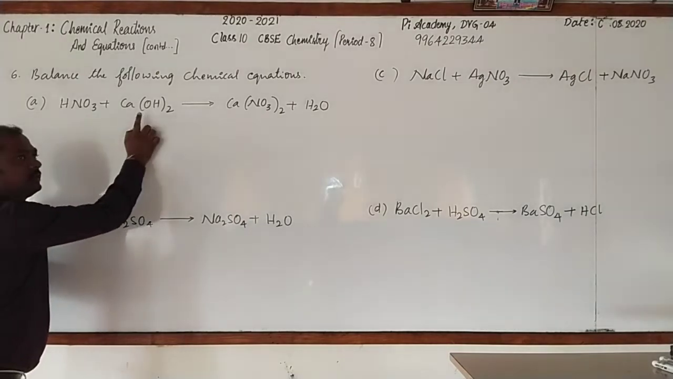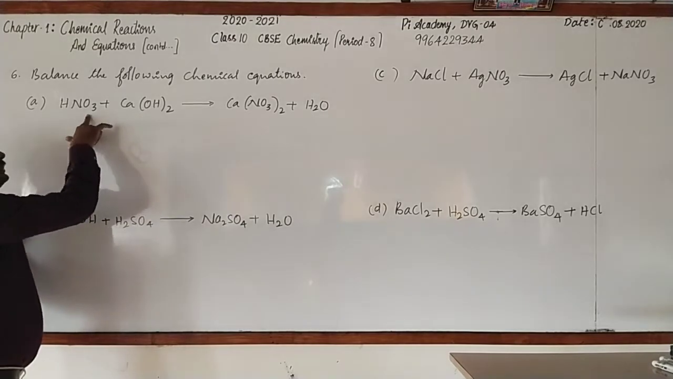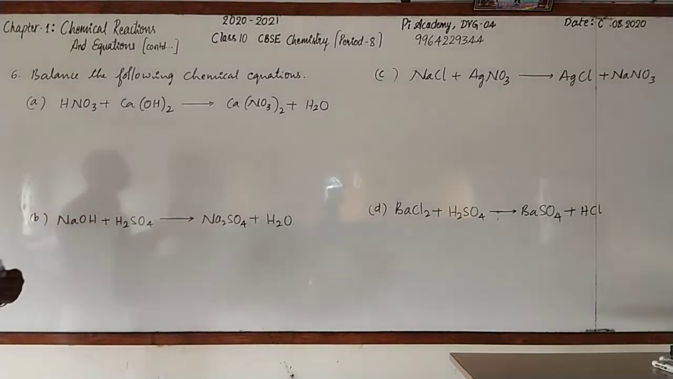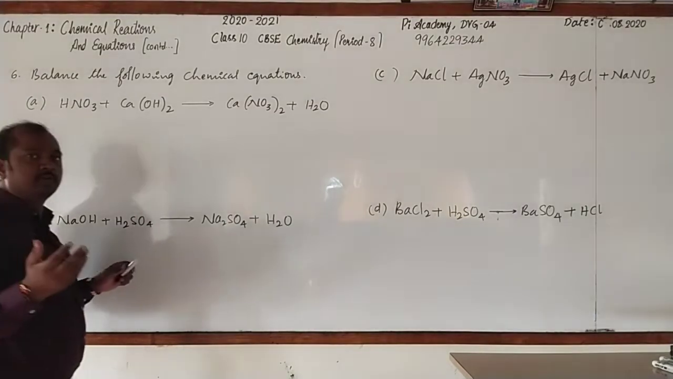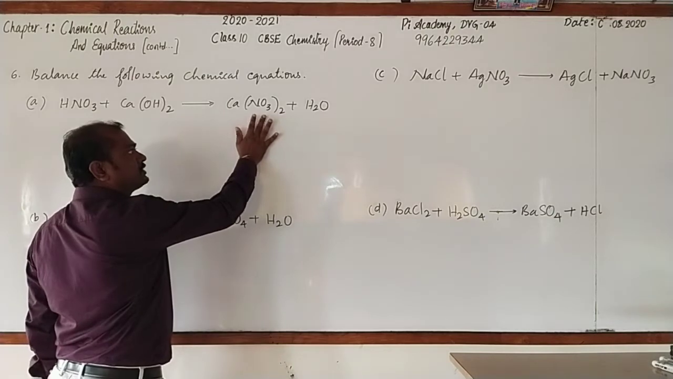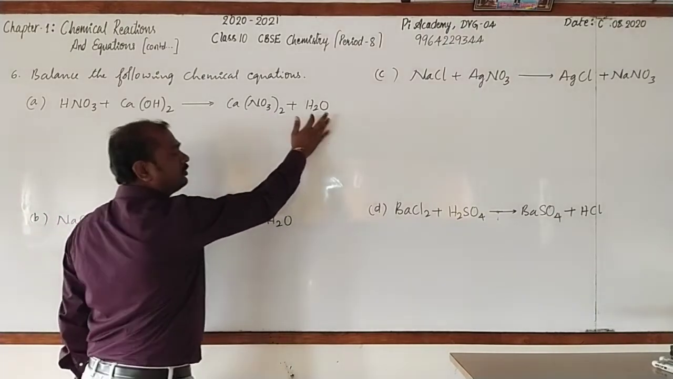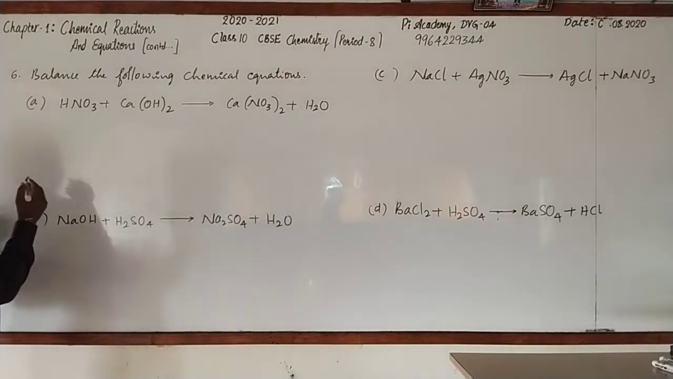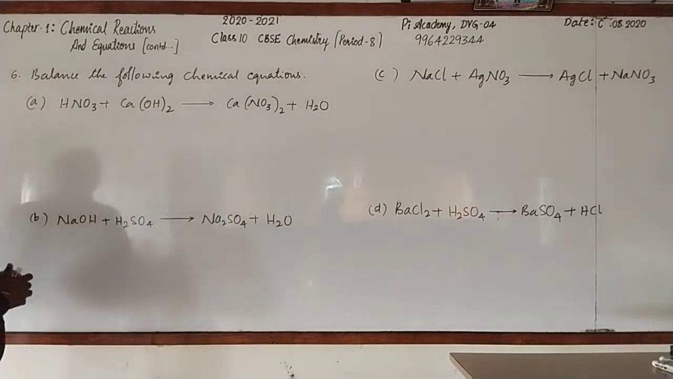This is calcium hydroxide. See, this is acid and this is base. When acid reacts with base or base reacts with acid, it produces salt and water. Which is that salt? It is calcium nitrate and water. Okay. Yes, let's go for balancing. How do you go for balancing? You take an element having the maximum number of atoms.